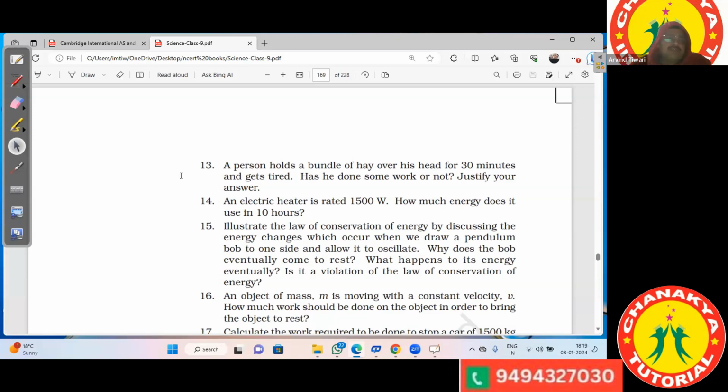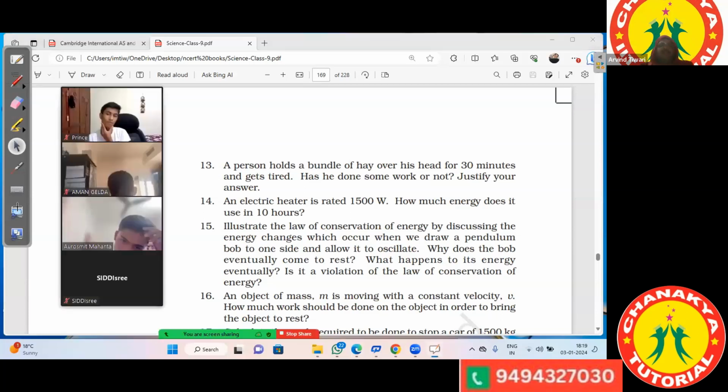Okay, Chavan Kaushik, which formula is to be utilized? For which question, sir? Question number 14. I'm talking about question number 14. Electric heater is rated 1500 watt. How much energy? MGH? Smith, what formula shall we utilize here? We want to find out the energy consumed by the electric heater.